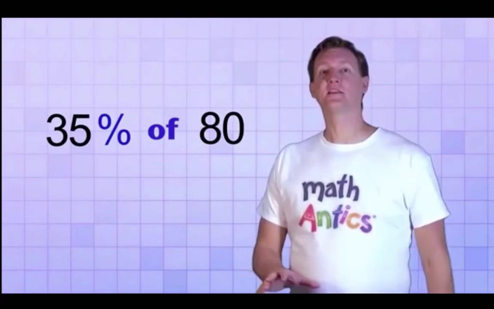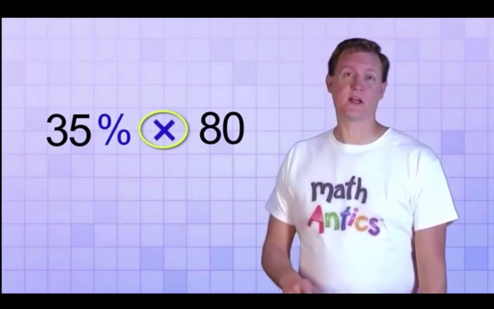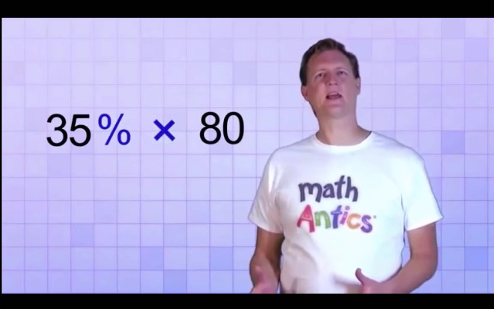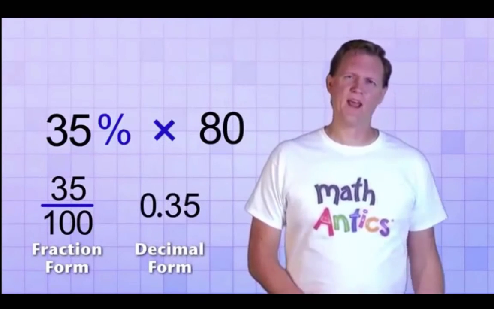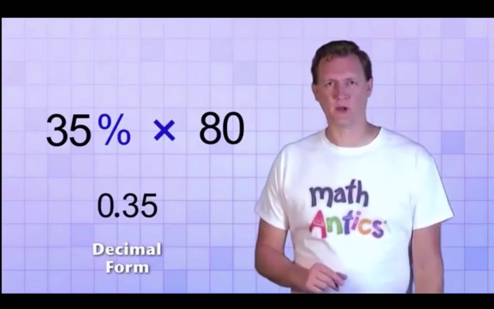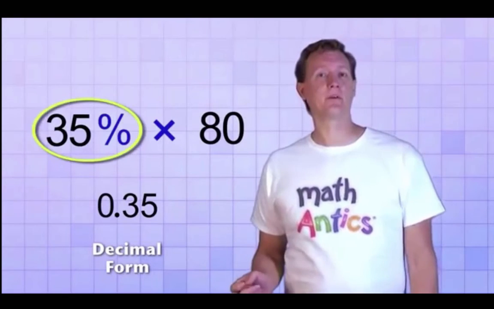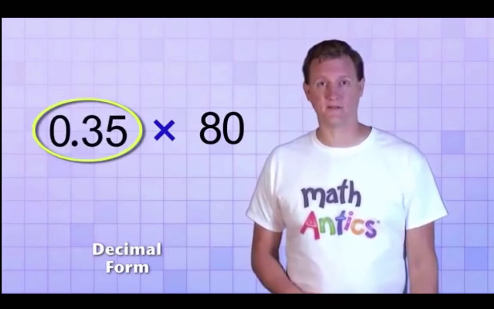Okay then, let's start by replacing the of with the time symbol. And next we have to decide if we want to replace the percent with its fraction form or its decimal form. I think I'll use the decimal form for this one, which means I'll replace the 35% with 0.35.